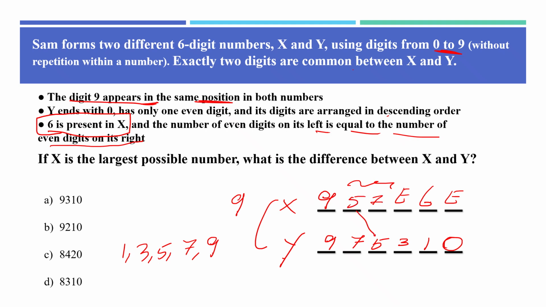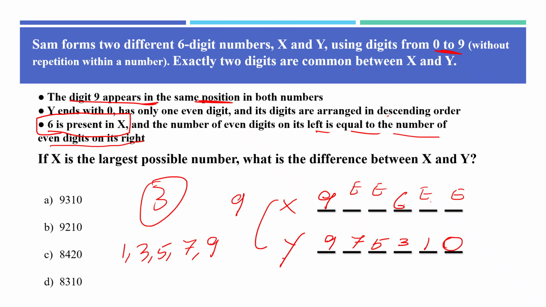5 is repeated, 7 is repeated, 9 is repeated. So three numbers are repeated. But they have asked only for two numbers to be repeated, so I can't use odd numbers in this place. Obviously, it should be an even number. So what we shall do is write 6 in the middle here so that I can have two even numbers, one on each side. So I can have two even numbers. Okay.